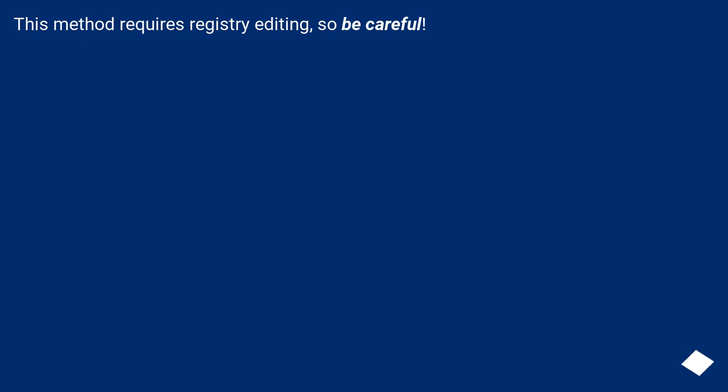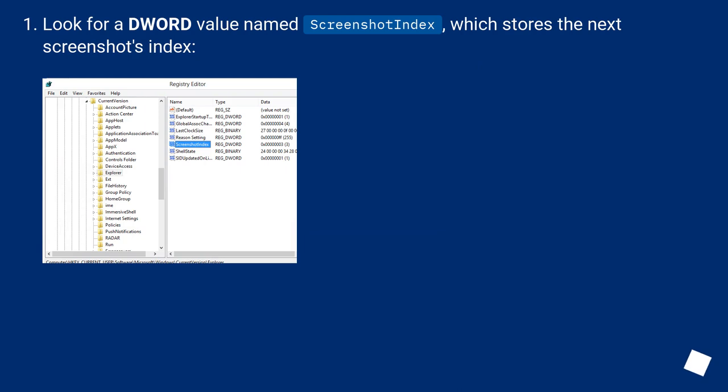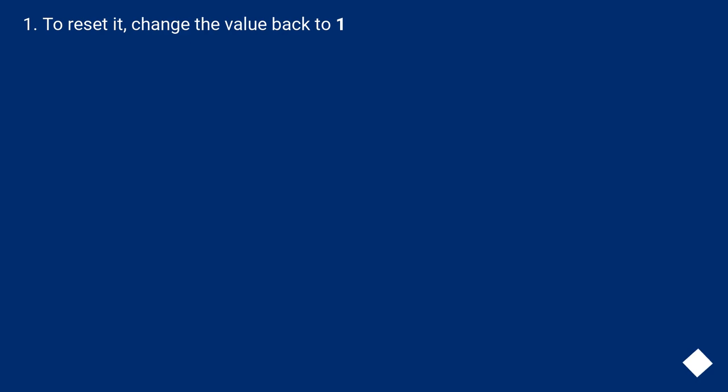This method requires registry editing, so be careful. Run regedit and navigate to HKEY_CURRENT_USER\Software\Microsoft\Windows\CurrentVersion\Explorer. Look for a DWORD value named ScreenshotIndex, which stores the next screenshot's index. To reset it, change the value back to 1.